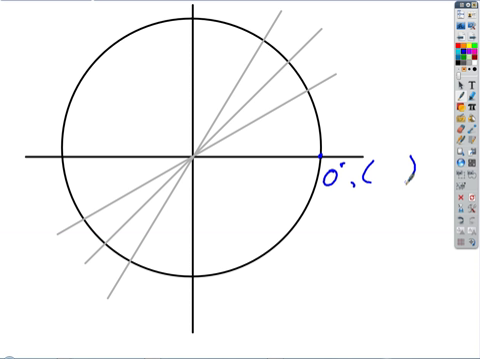1, 0. Now, which of those goes with sine and which goes with cosine? In general, if I've got some angle theta, the x coordinate corresponds to cosine or sine? Cosine, good. It's alphabetical: C before S, X before Y. So the cosine of 0 is 1, the sine of 0 is 0.